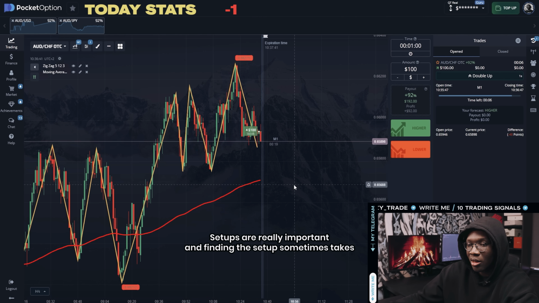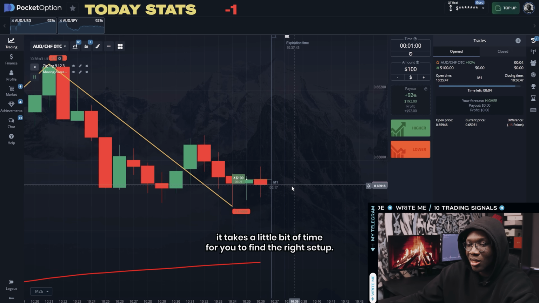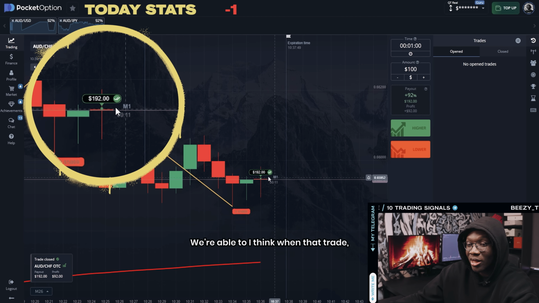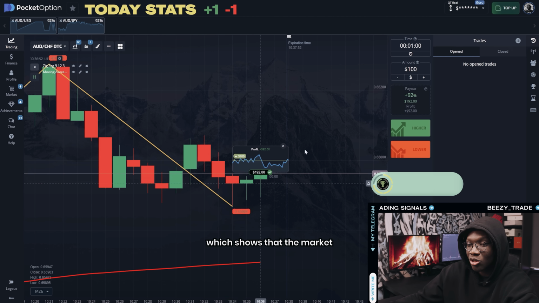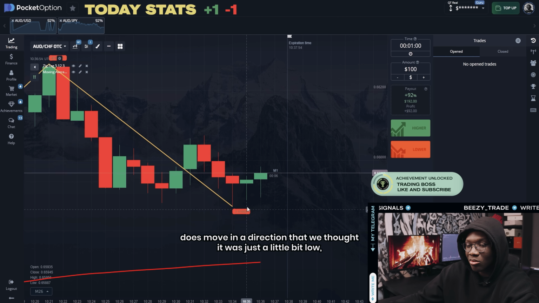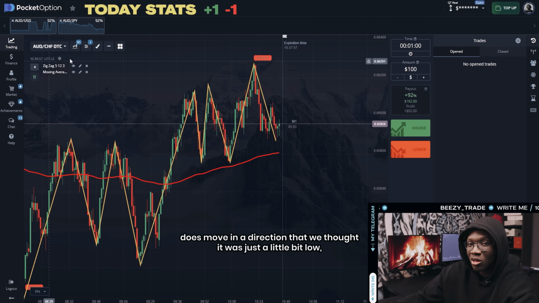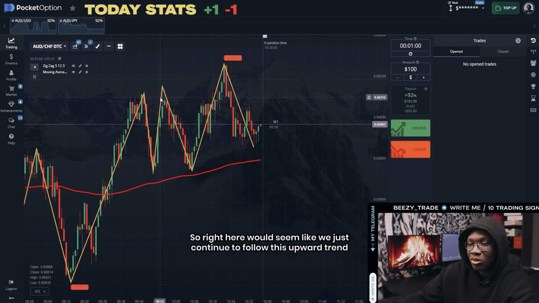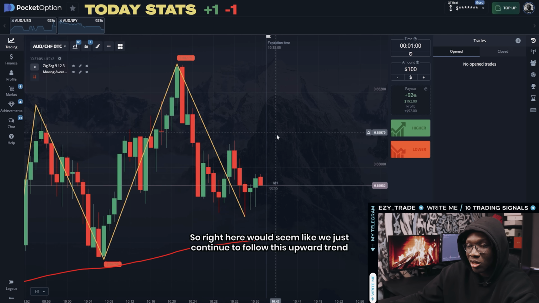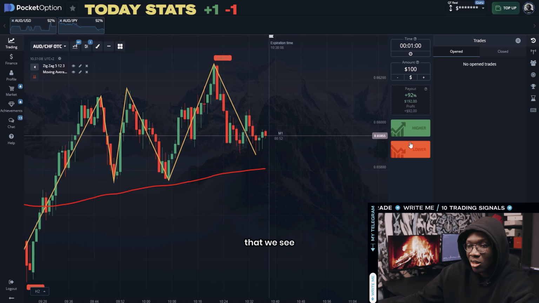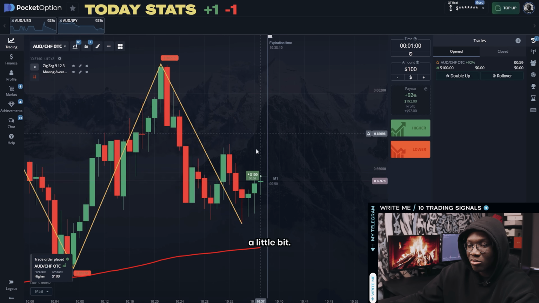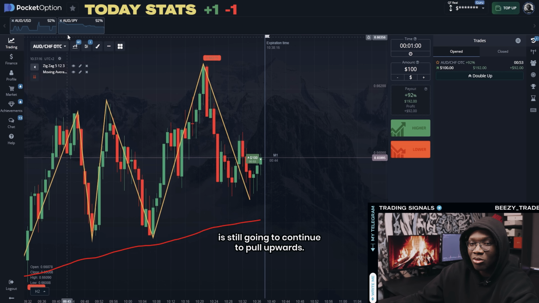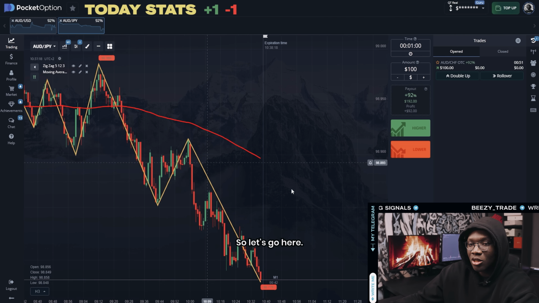Setups are really important, and finding the setup sometimes takes a little bit of time for you to find the right setup. But we're able to, I think, win that trade, which shows that the market does move in a direction that we thought, it was just a little bit lower. If we had entered a couple of seconds later, we would have confidently won that trade. So right here, it would seem like we just continue to follow this upward trend that we see. I'm very, very late on entering that upward trend, but I think that this market is still going to continue to pull upwards. So let's go here.